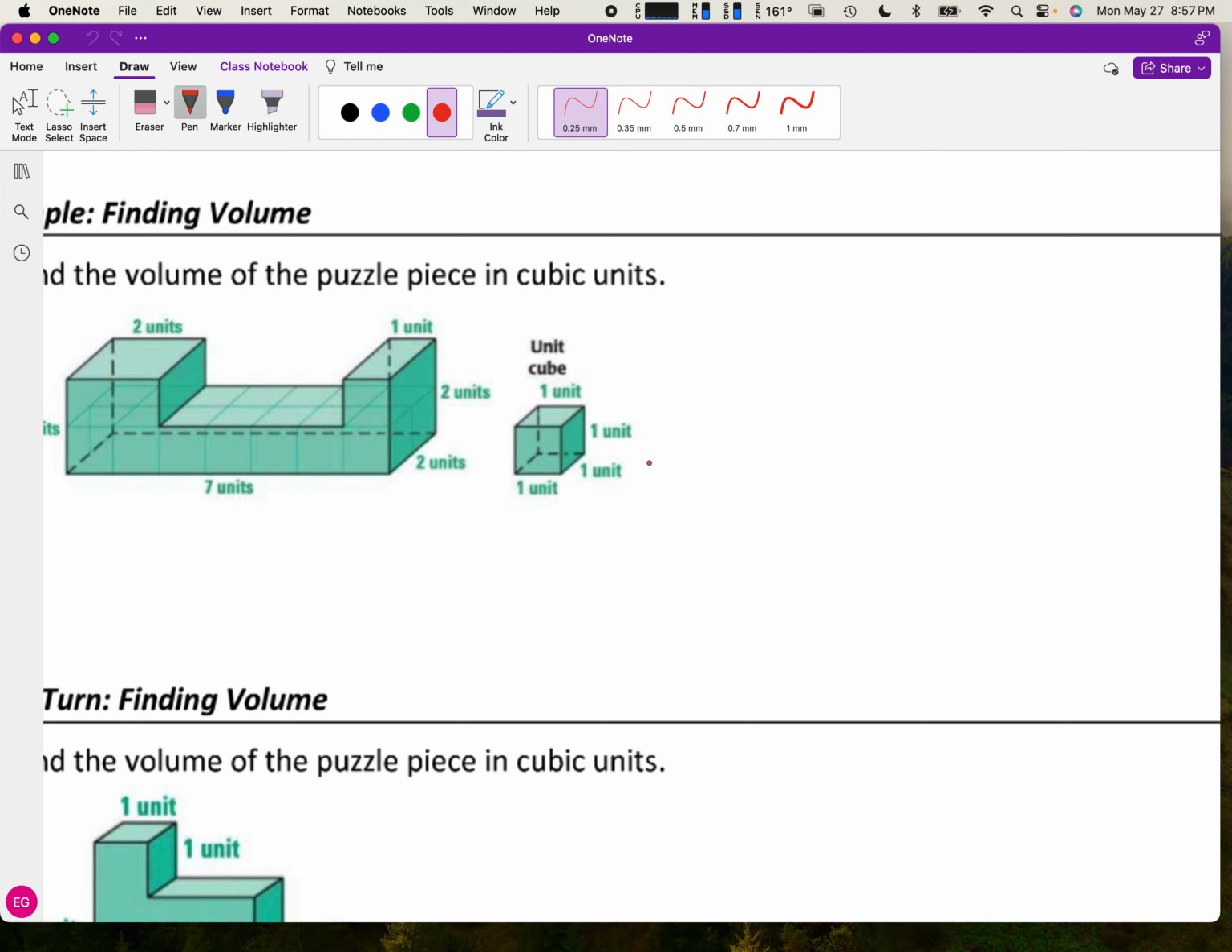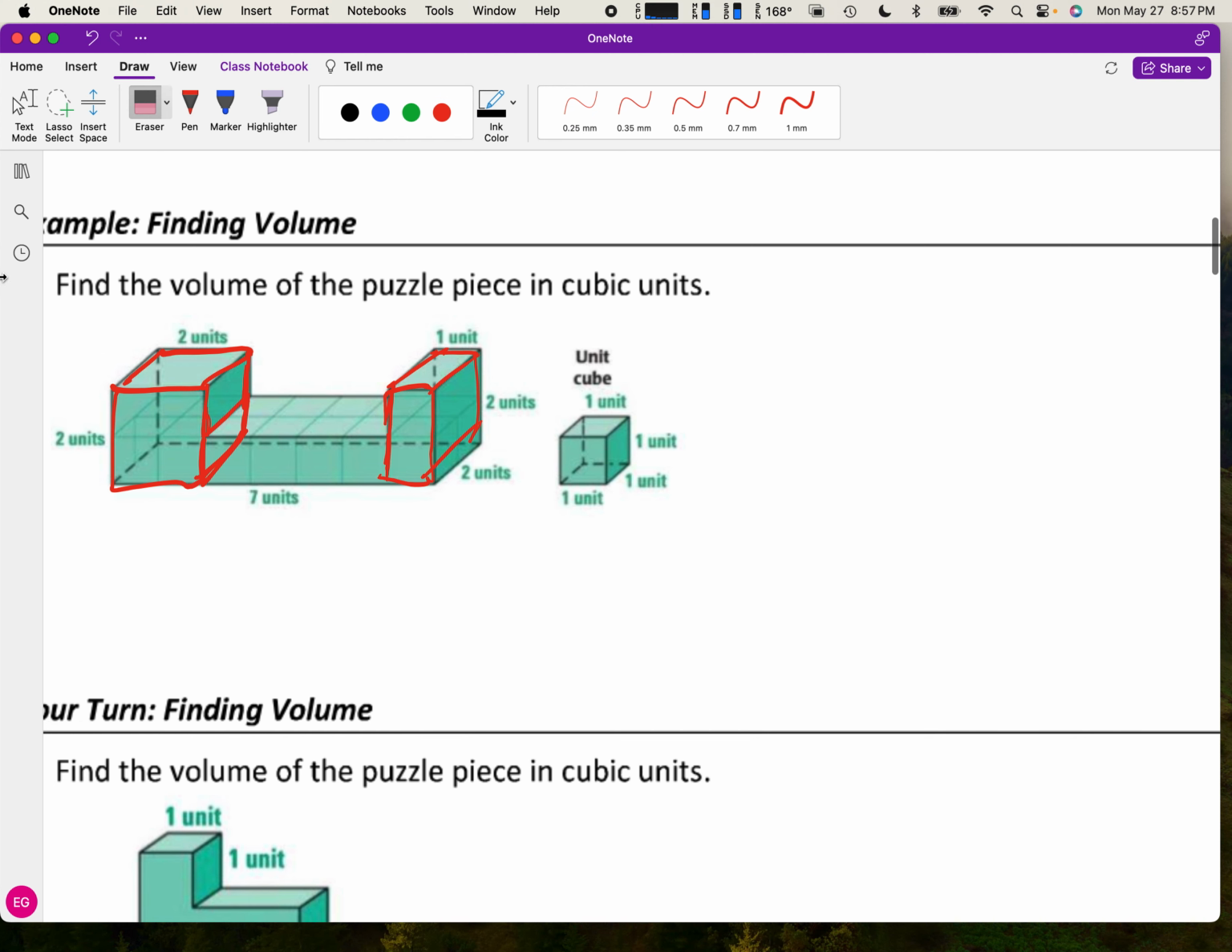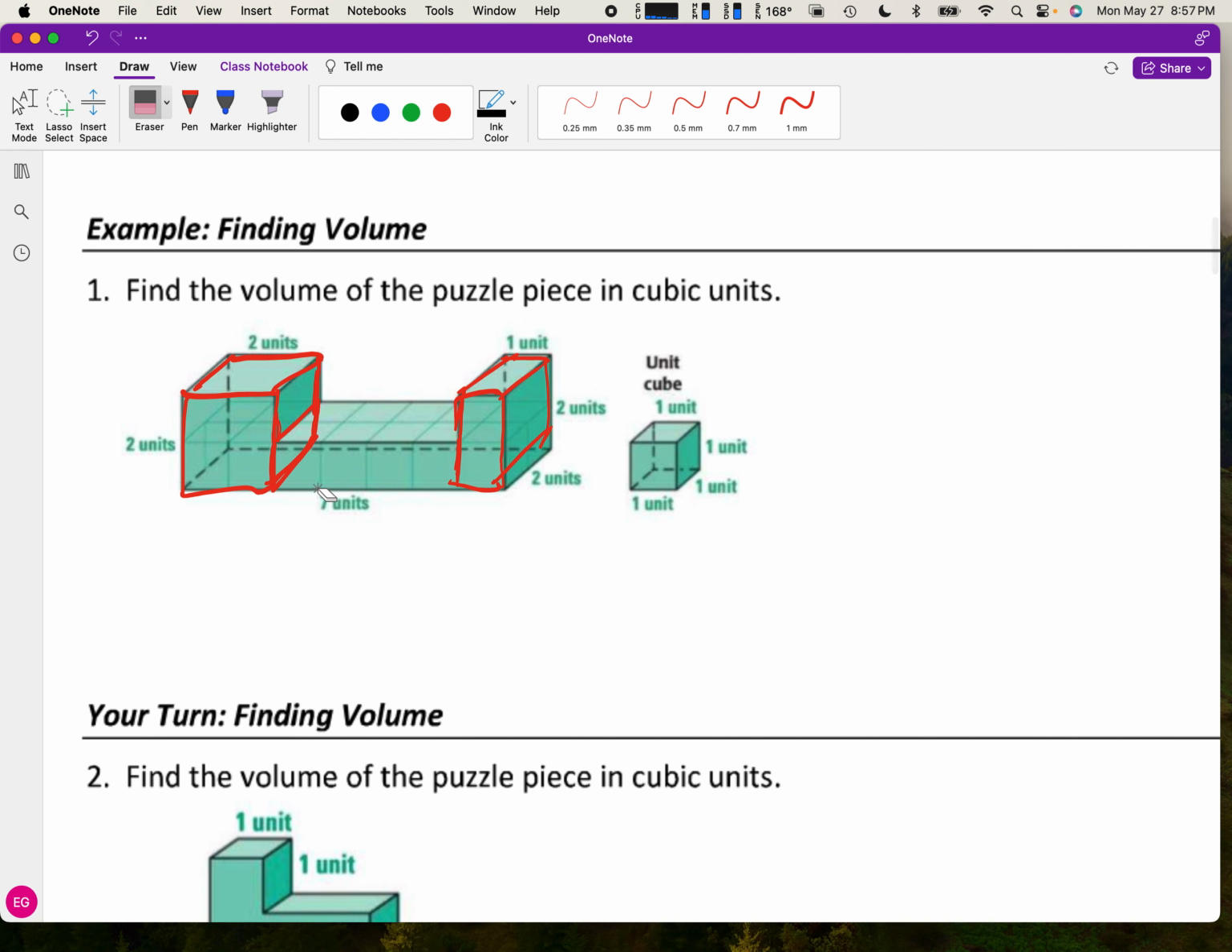So what we could do is split this down the middle here, right? And say, hey, this part over here is its own shape. And maybe this part right here is its own shape, and then the part in the middle is its own shape. And what this says is that we can find the volume by just breaking it up into multiple pieces.